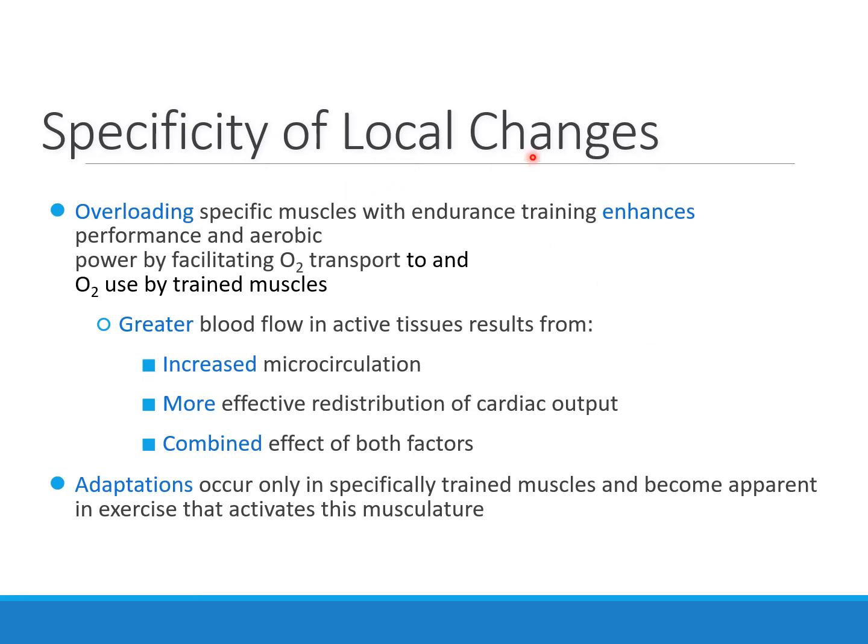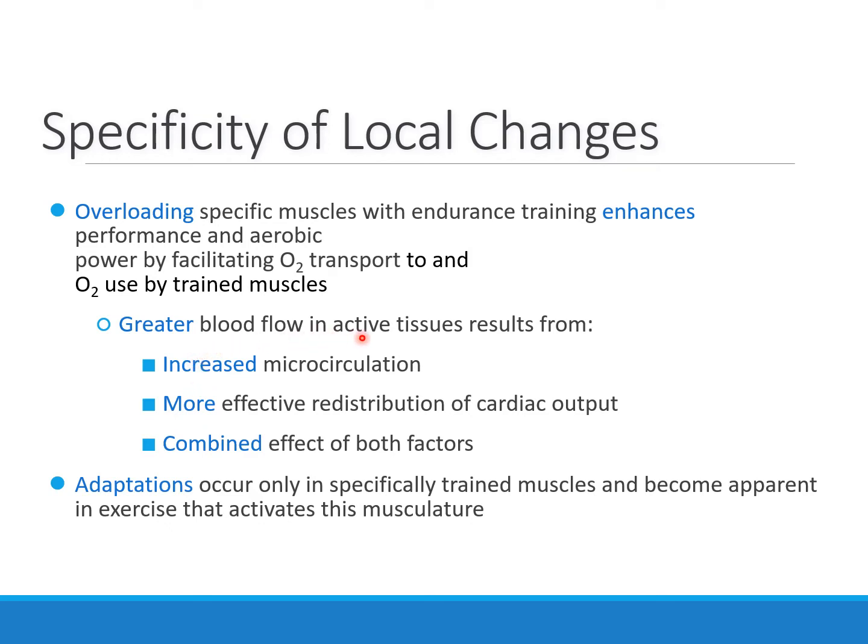Now, specificity of local changes. So overloading specific muscles with endurance training enhances performance and aerobic power by facilitating oxygen transport and oxygen use by trained muscles. So the muscles that we use, let's say for marathon running, will primarily be our legs. And if we're able to overload those specifically in a progressive manner, we're going to actually facilitate those muscles' ability to consume and transport oxygen to them so they can get the energy that they need.